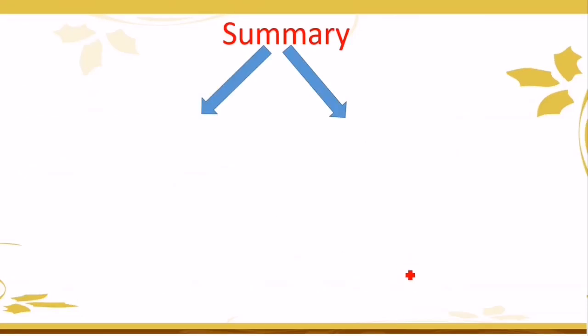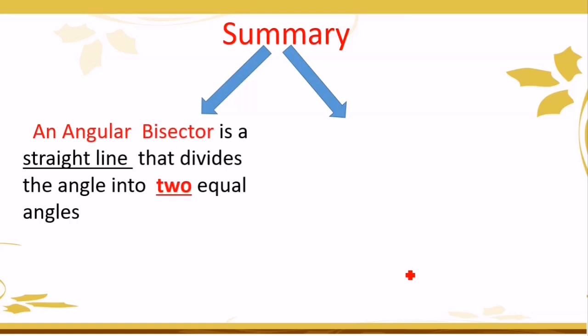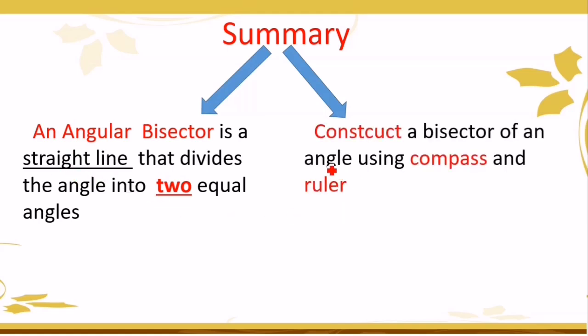Now, let's review what we have learned from this video. Actually, we've learned two things. First, what is an angular bisector? We said that an angular bisector is a straight line that divides the angle into two equal angles. We have also learned how to construct a bisector of an angle using a compass and a ruler.